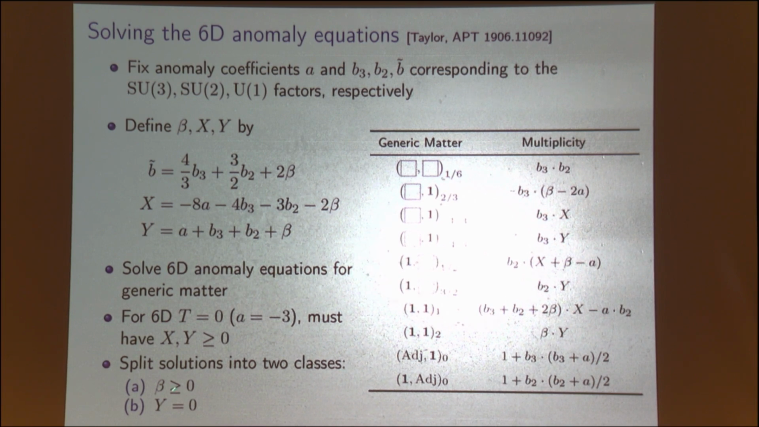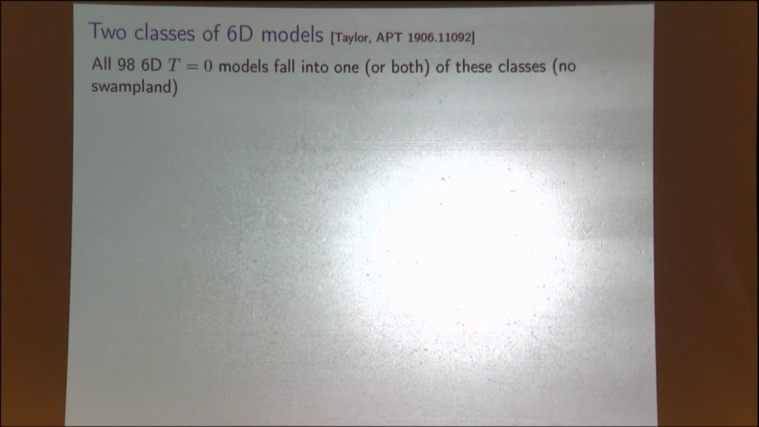OK, so this is intuition that I gained from t equals 0, but I'm going to end up using these classes in the more general case in 6D and in 4D. So first, let's look at these two classes of models in 6D, specifically with 0 tensor multiplets. So with t equals 0, there are 98 solutions to the anomaly cancellation conditions. And they all fall into one or both of these classes. And it turns out that we can construct them all in F-theory. So there's no swampland.